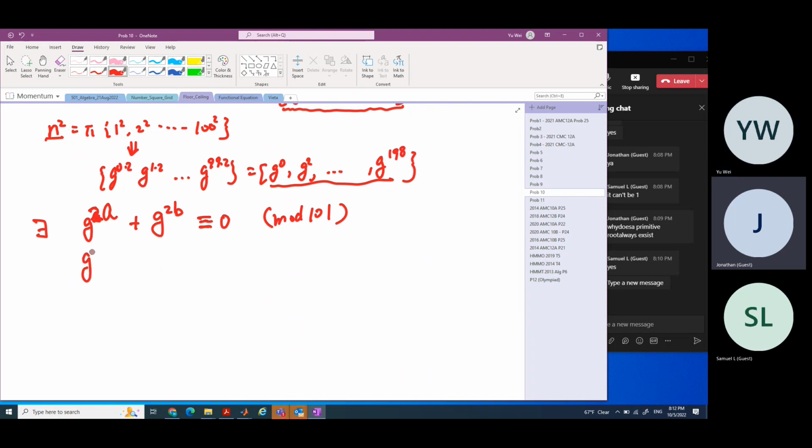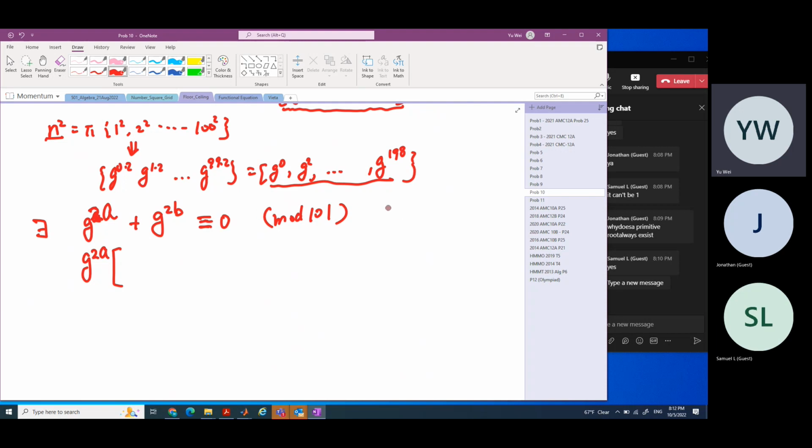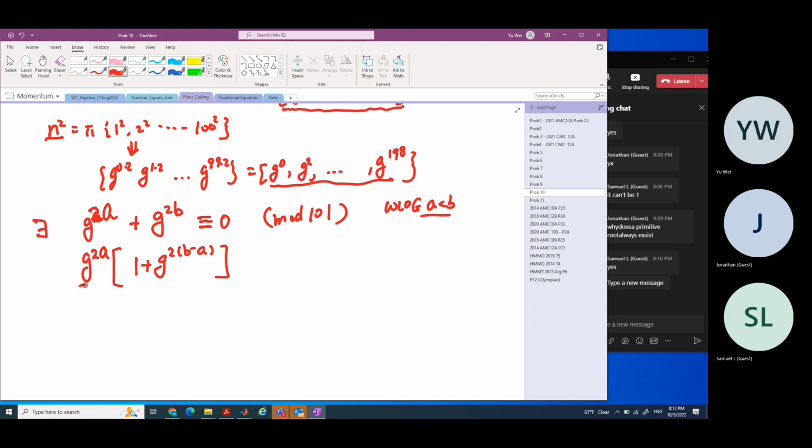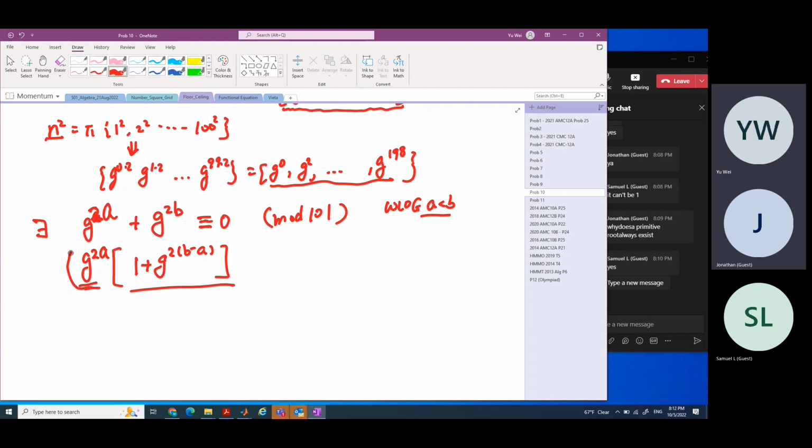If we take out g to the 2a, without loss of generality let's say a is less than b. So what do we have here? g to the 2(b minus a), right? Any problem on this one? So think about it.